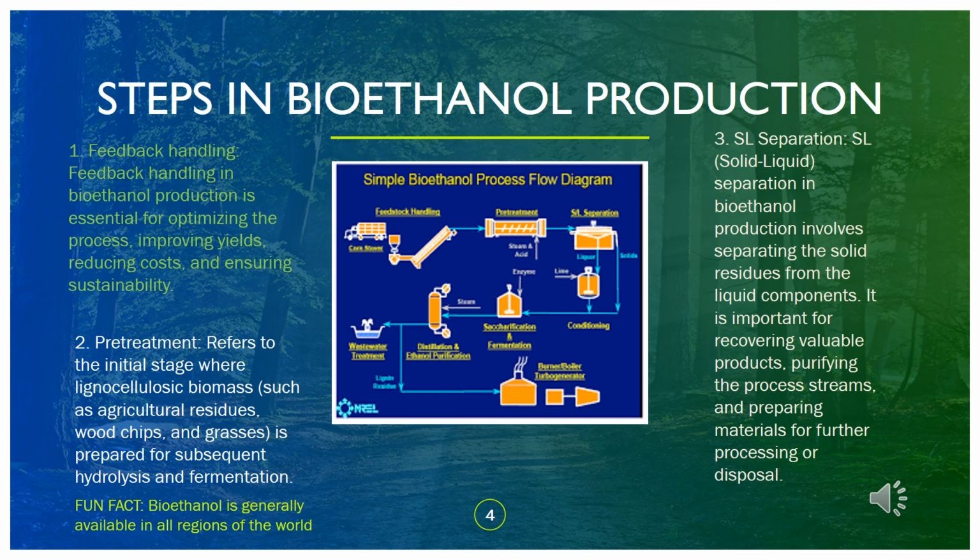So the first step in bioethanol production is actually feedstock handling. And feedstock handling in bioethanol production is essential for optimizing the process and improving the yields while ensuring sustainability. From there, we move on to the pre-treatment stage, after which we move to SL separation, which stands for solid liquid separation. With the solid liquid separation, it involves separating the solid residue from the liquid components of the bioethanol.